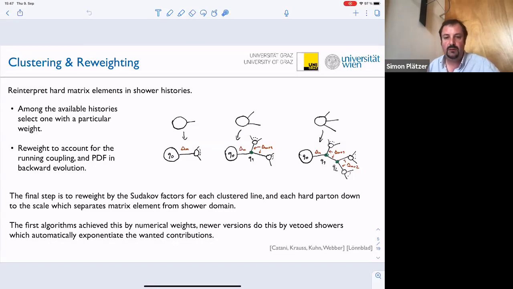Now, there are various pitfalls in here, but let me first highlight an algorithmic thing. So the very first approach is essentially to apply these Sudakov weights as numeric factors.